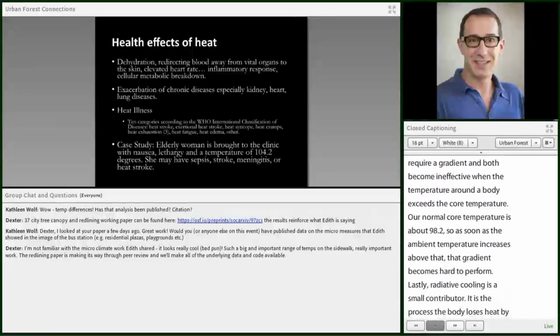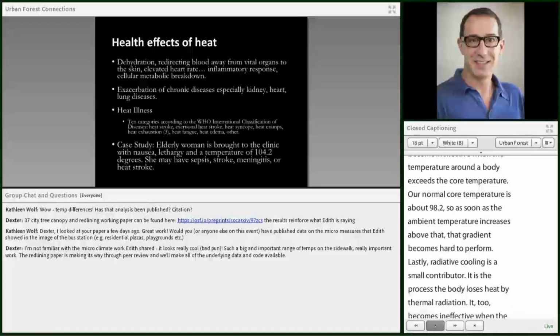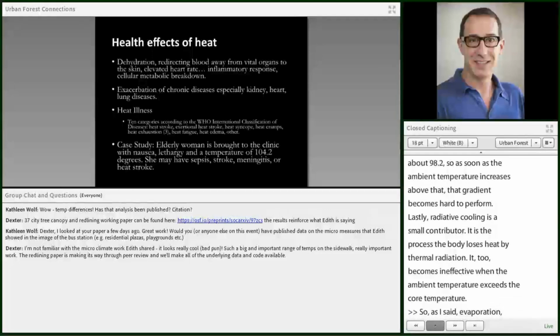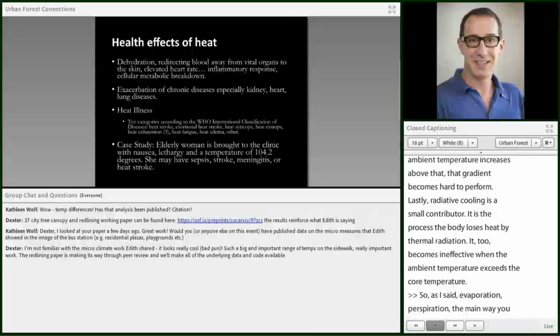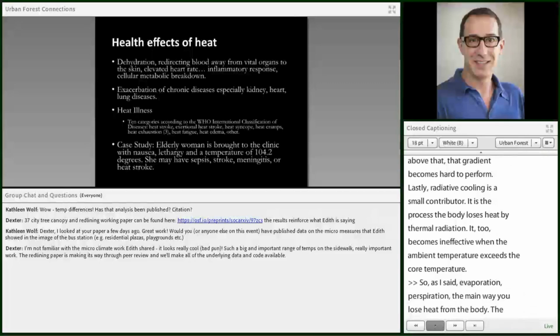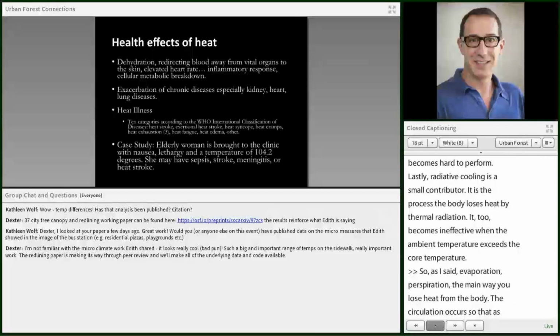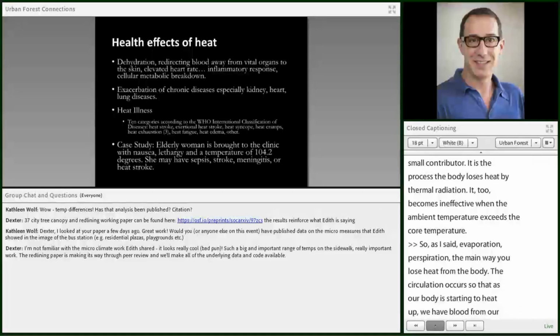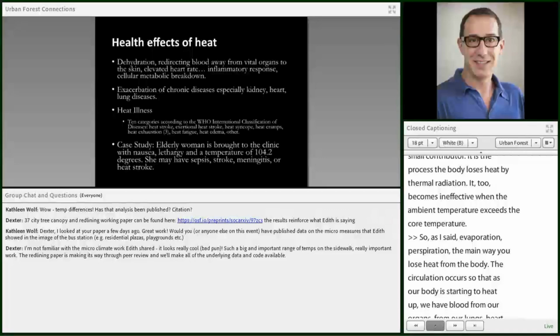So as I said, evaporation, perspiration is the main way we lose heat from the body. The circulation occurs so that as our body is starting to heat up, we are shunting blood from our organs, from our lung and heart and kidneys, out to the periphery and out to the peripheral blood vessels that then dilate and enhance cooling through the skin.